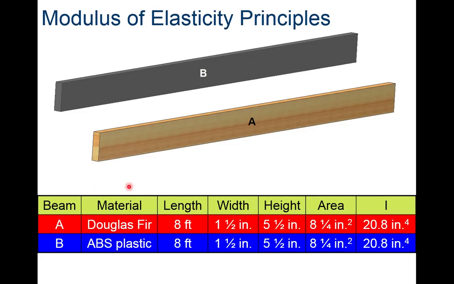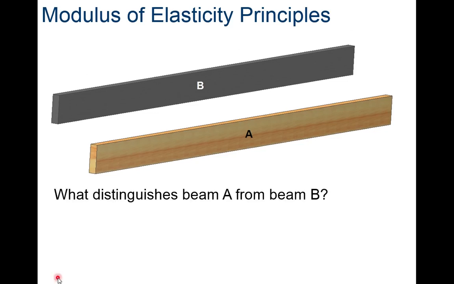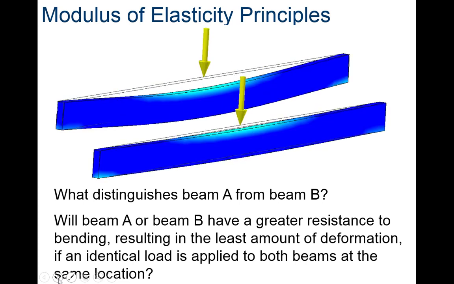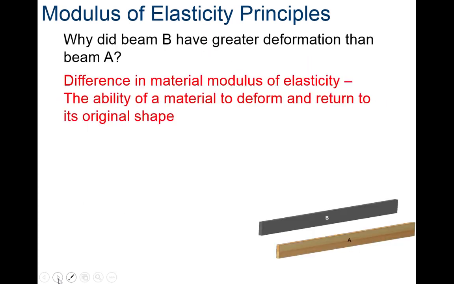Let's see. So speaking of, we have two different beams here. A might just be a traditional piece of wood, and B might be like a Trex material, something made out of plastic. And they're both, notice they're in the same orientation, so they have the same moment of inertia. But what distinguishes them is their modulus of elasticity.